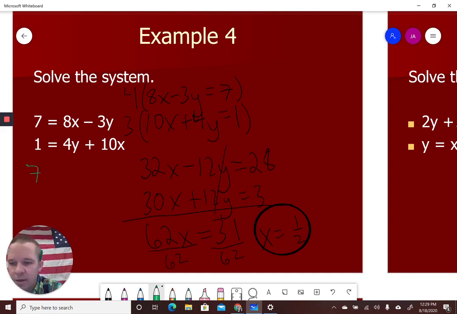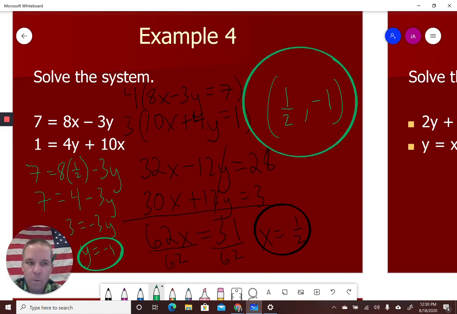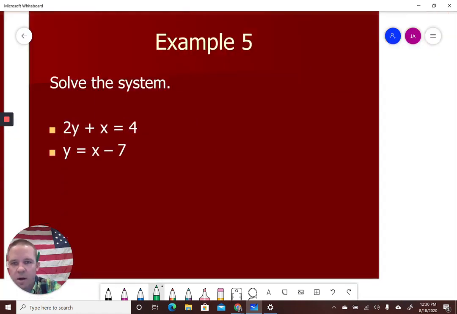All right, so I got 7 equals, and then 8 parentheses 1/2, so 8 times 1/2, minus 3y. So if I have 7 equals, and then 4 minus 3y, I'm going to subtract that 4, and I'm going to end up getting 3 equals negative 3y, so y equals negative 1. So I'm going to have 1/2, comma, negative 1. Yay, all donezo. All right, we'll do one last problem here and call it a day on this one.